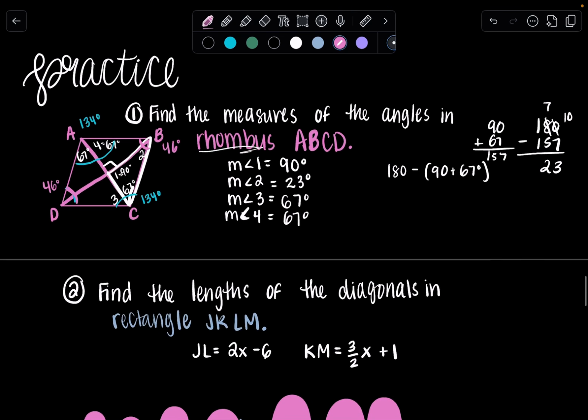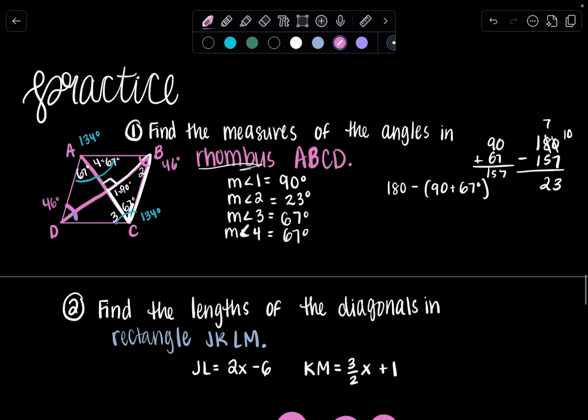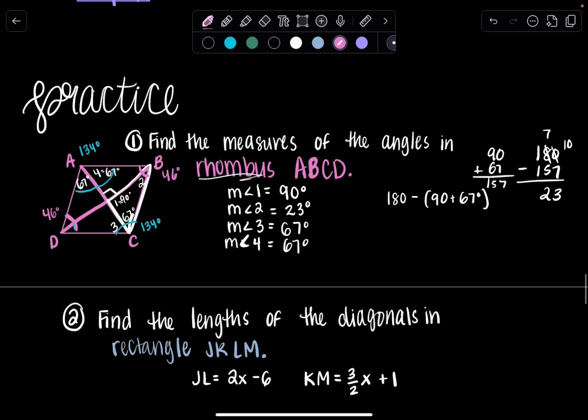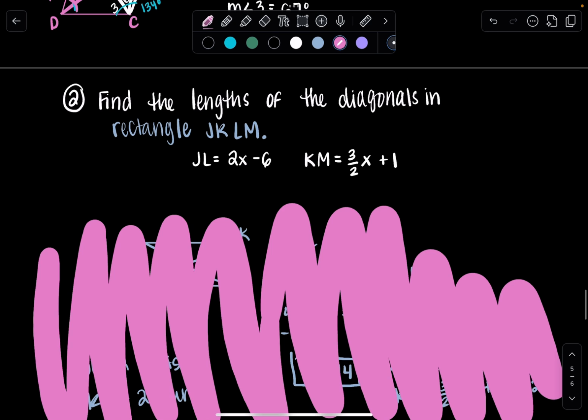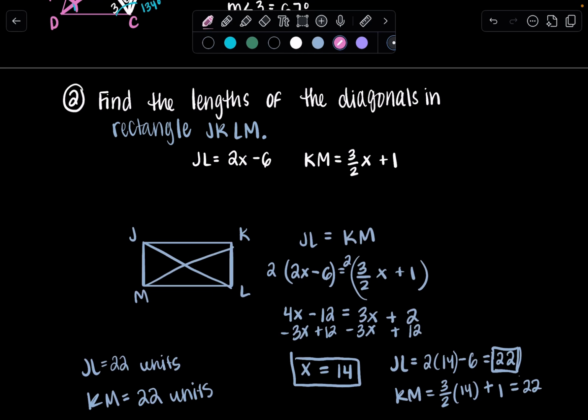Now, we're given the lengths of the diagonals in rectangle JKLM. I know that JL equals 2x minus 6 and KM equals 3/2 x plus 1. I recommend drawing a picture, but please pause, and I want you to try solving on your own. Okay, let's unpause. Let me show you how I solved this.